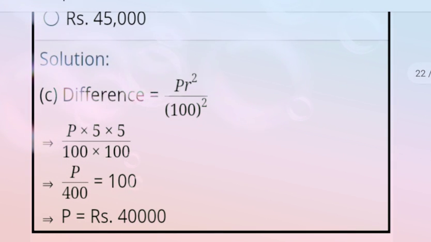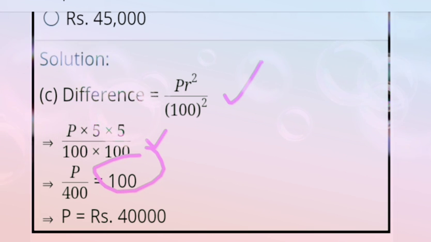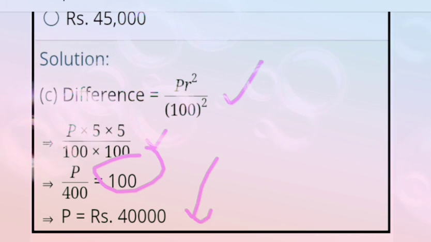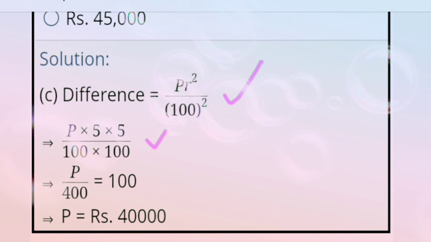We know that the difference is equal to PR square upon 100 square. Now putting the values in, R is equal to 5 and P remains constant, and the difference is 100. So here the sum of money is equal to 40,000. Now come to the next question.